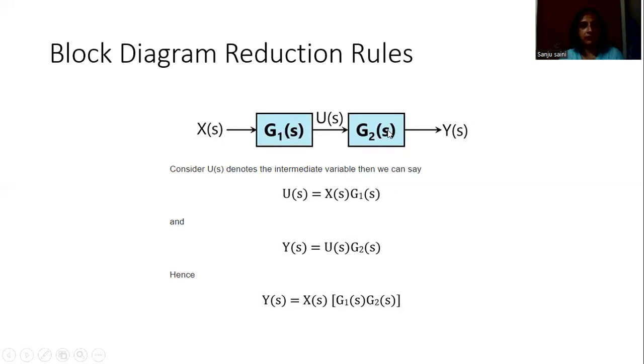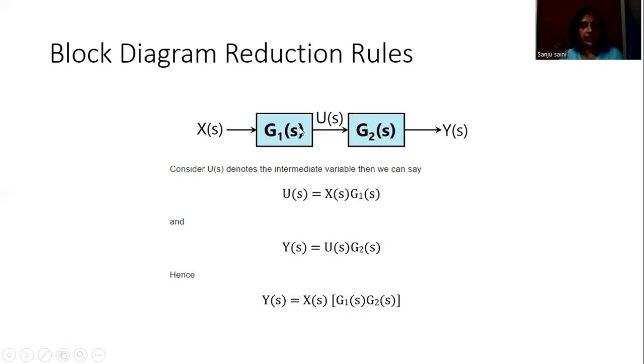then they can be replaced by a single block having the transfer function which is a product of them. Like in this case, X(s) is given as input to G1(s), producing an output U(s), which is given as input to G2(s), producing an output equal to Y(s). So U(s) is equal to G1(s), the transfer function between X(s) and U(s). So U(s) is equal to G1(s) multiplied by X(s). Similarly, Y(s) is equal to G2(s) multiplied by U(s). This is the first equation, this is the second equation. Then if we substitute the value of U(s) from the first equation, we get Y(s) equal to X(s) into G1(s) into G2(s).